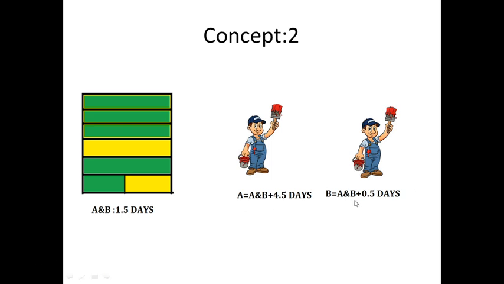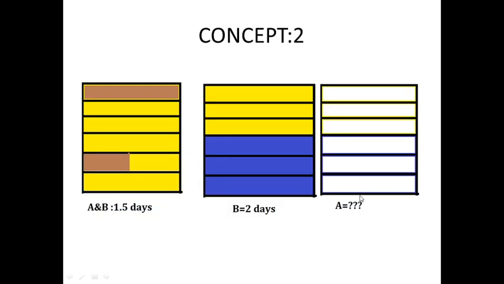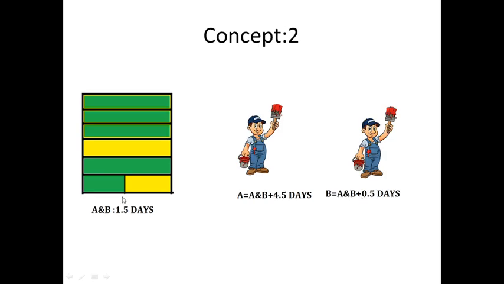And A and B, just B does the work in 0.5 days. That is A and B plus 0.5 days, which is 2 days. Just consider, if you don't know this A and B value, let it be X, if you have to find the values from this alone.